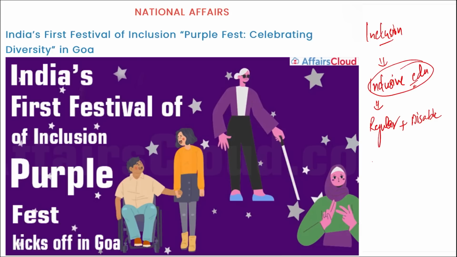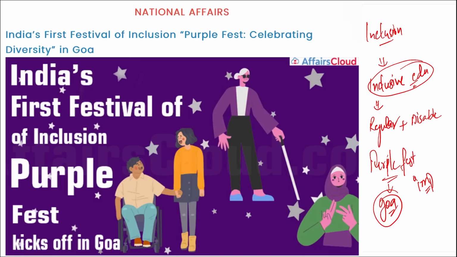So coming back, remember India's first festival of inclusion, that is Purple Fest, celebrating diversity. Where was this held? Purple Fest, celebrating diversity. This was held in Goa. Important. Alright, mark this. Purple Fest, celebrating diversity in Goa. Alright, highly important.